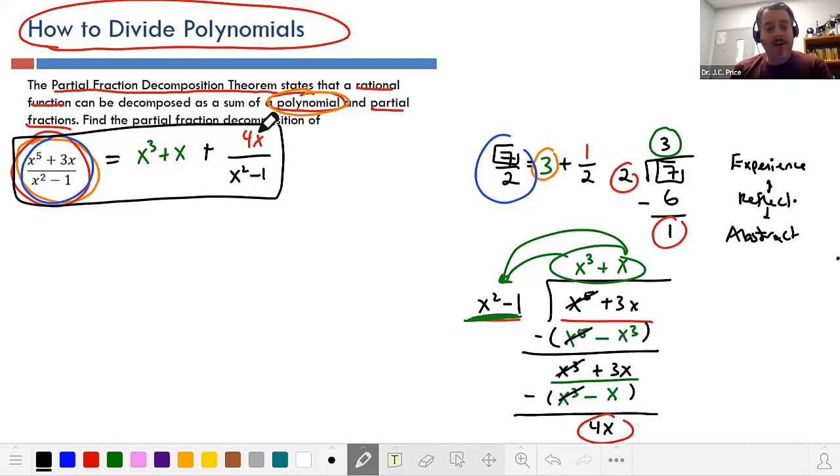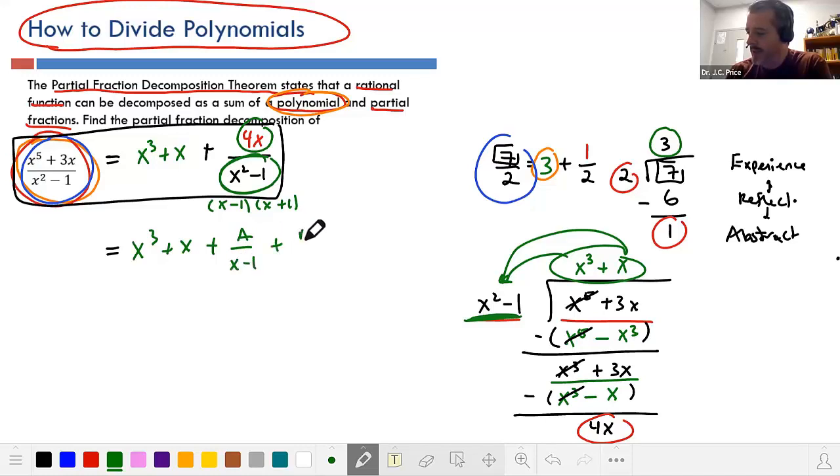Once I've divided this polynomial, now notice the degree on top is smaller than the degree on bottom. And so now I can apply those partial fractions. So this is going to be equal to x cubed plus x, and then plus, and remember, x squared minus 1 is really x minus 1 times x plus 1. And so that's going to be A over x minus 1 plus B over x plus 1.